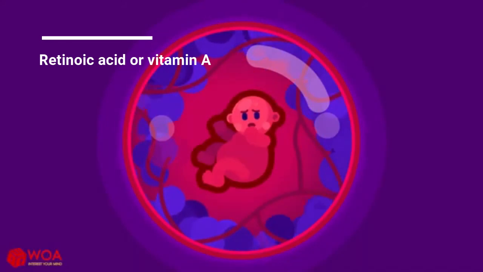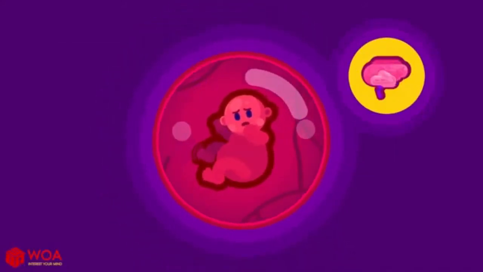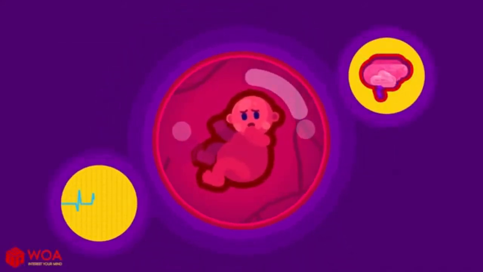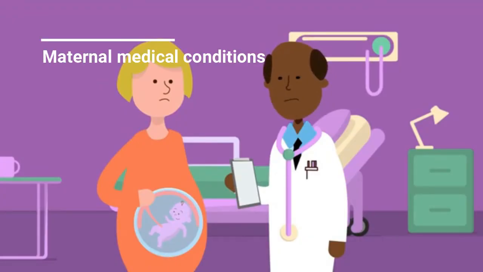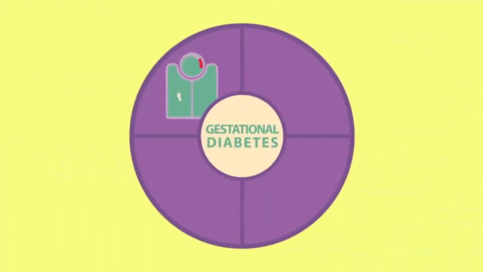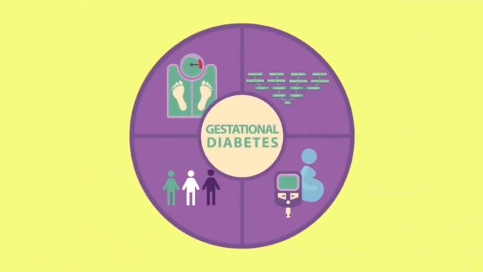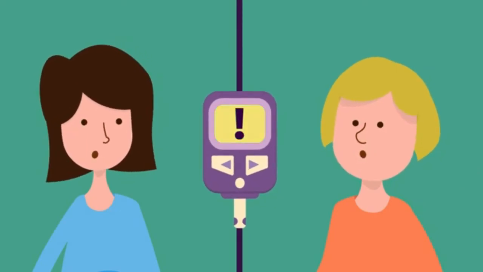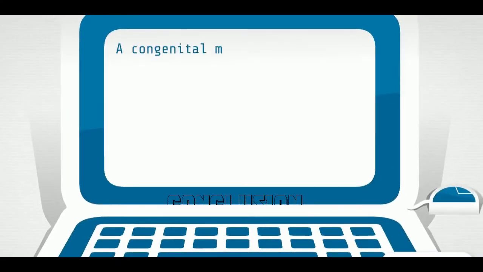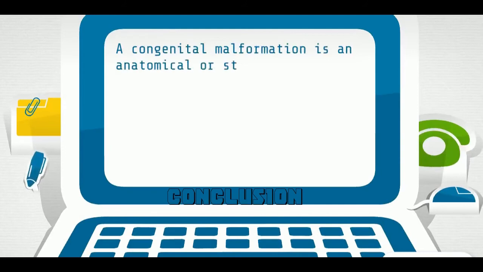Retinoic acid or vitamin A: the most common malformations include craniofacial dysmorphism, cleft palate, and neural tube defects. Maternal medical conditions can also produce teratogenic risk, for diabetic mothers have an increased incidence of congenital heart disease and central nervous system defects, and infants of mothers with phenylketonuria can have a significant risk of mental retardation, low birth weight, and congenital heart disease.